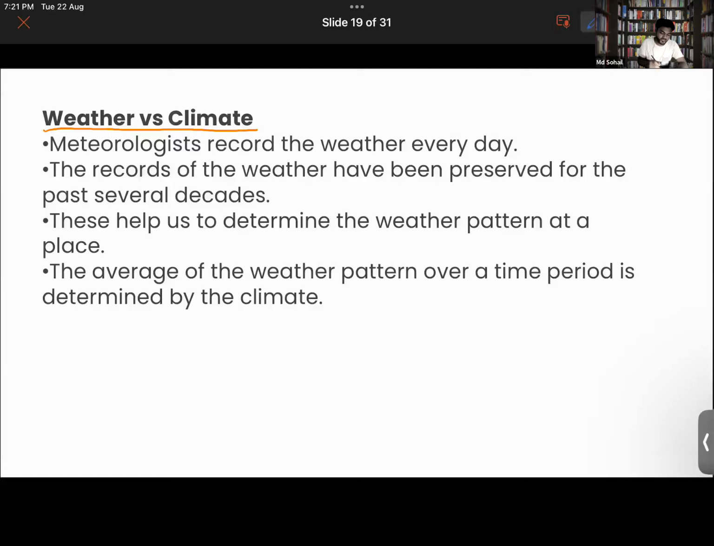Weather will be studied in the department of meteorology, as you will see later. And climate will be studied in the department of climatology. It will be studied by meteorologists. So the science in which you study weather is called meteorology, and the science in which you study climate is called climatology. Getting it now? Okay. Yes, sir.